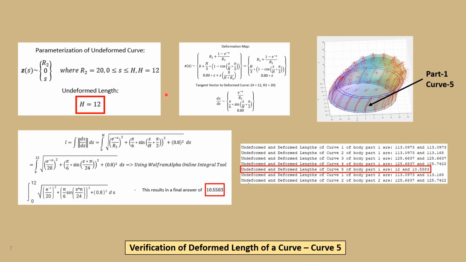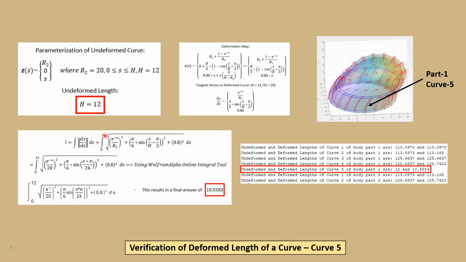And then in order to calculate the deformed curve length, I have to plug in the appropriate parameterization locations into the appropriate locations of my deformation map, and then take the derivative of that map with respect to S, which is just the tangent vector of the deformed curve. And doing that, as you can see in this image here, results in a vector that looks like this. And then I need to take this vector and find the total magnitude of it, and then integrate that from 0 to H, because that's what S varies from.